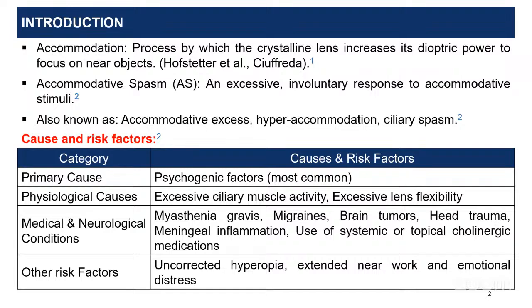Causes and risk factors. Accommodative spasm is primarily caused by psychogenic factors, with stress and anxiety being the most common triggers. Physiological causes include excessive ciliary muscle activity and increased lens flexibility. Additionally, medical and neurological conditions may also play a role. Other risk factors include uncorrected hyperopia and prolonged near work, all of which can aggravate the condition.